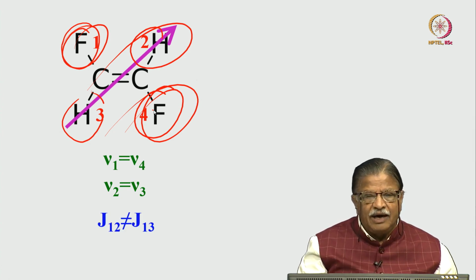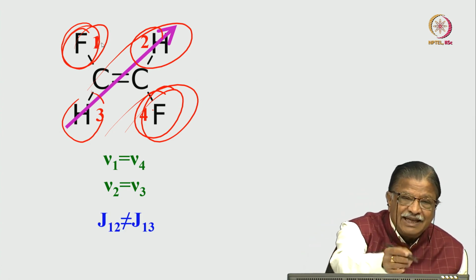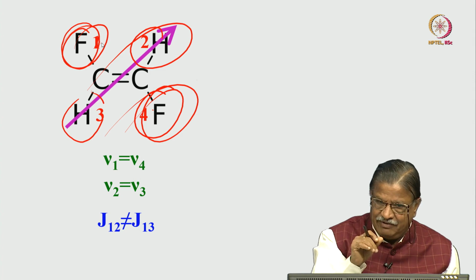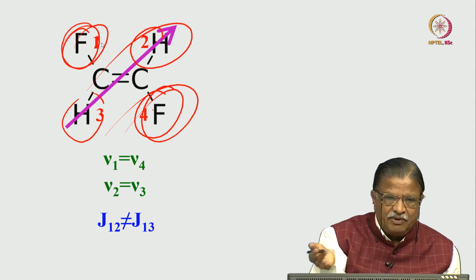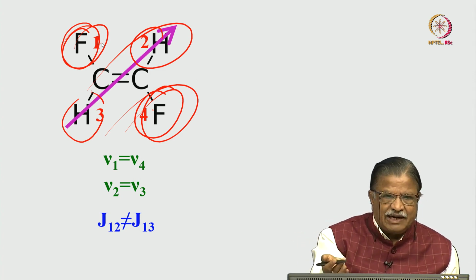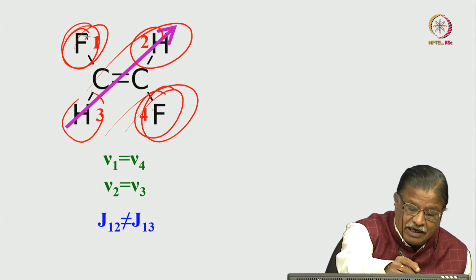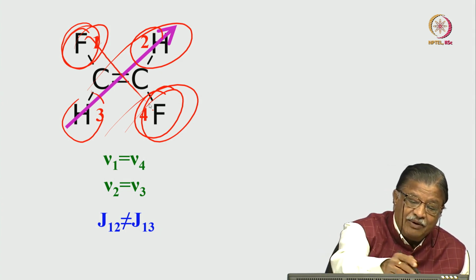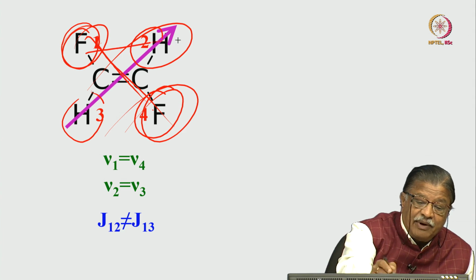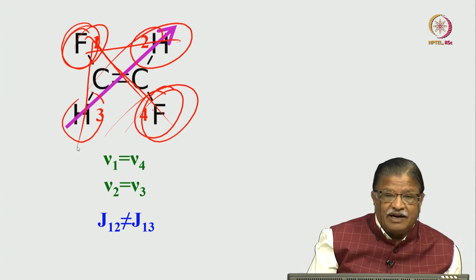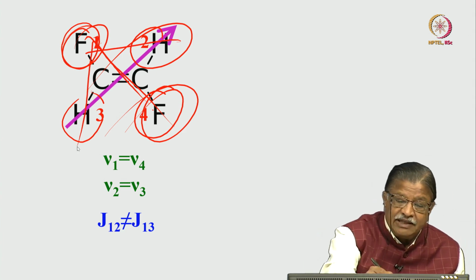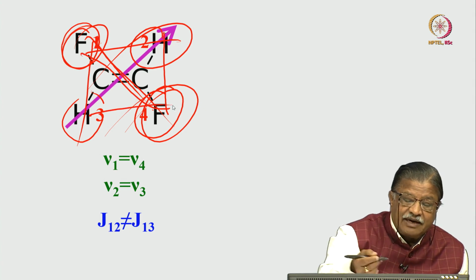Of course, there is another parameter called coupling, which I will introduce maybe tomorrow, in the next class or after subsequent classes. The couplings between proton 1 and 2, and 1 and 3, are not the same. This coupling and this coupling between the fluorines are not the same. Similarly, this coupling and this coupling are not the same, they are different.